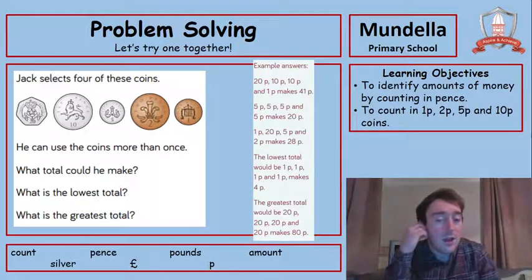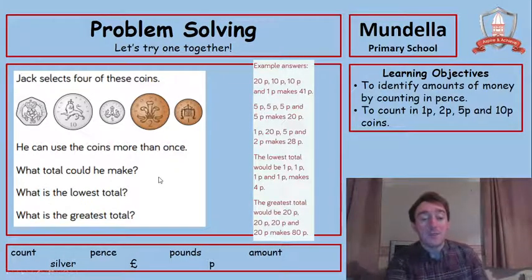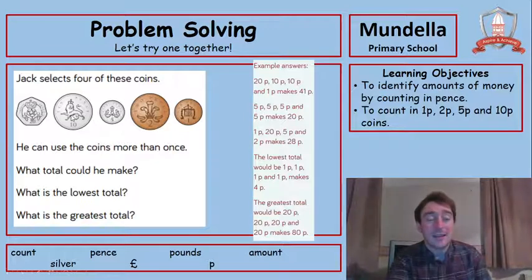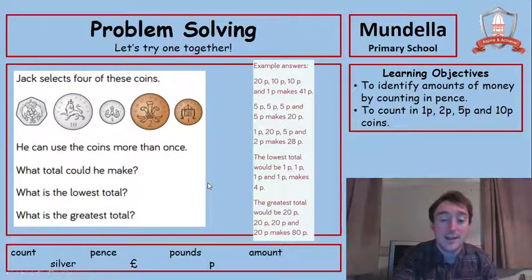Yes, I did. So, for example, we could choose the 20. It says you can use the coins more than once. We could choose the 10, and the 10 again, and then a 1. And then how much would we have? We would have 20 add 10 is 30, add another 10 is 40, add the 1, 41p, yeah? So we could use any combination, yeah? This is a trial and error.